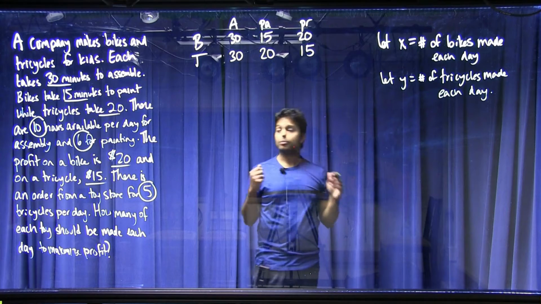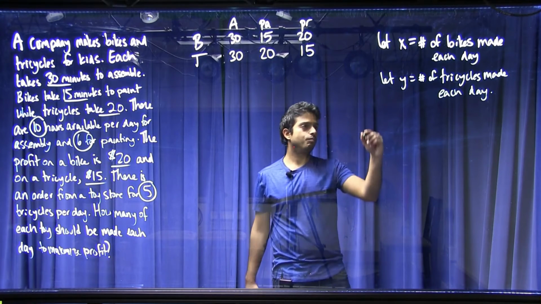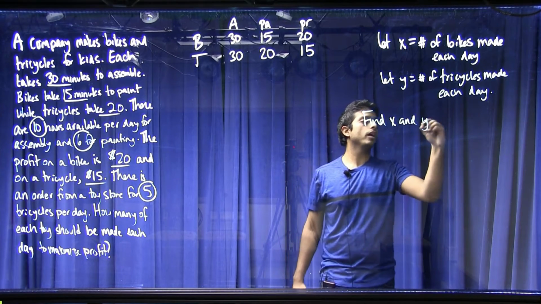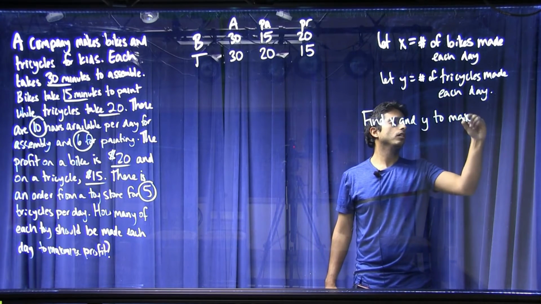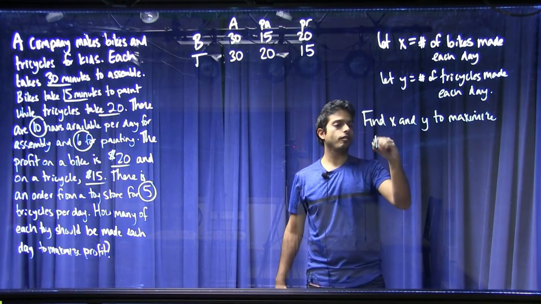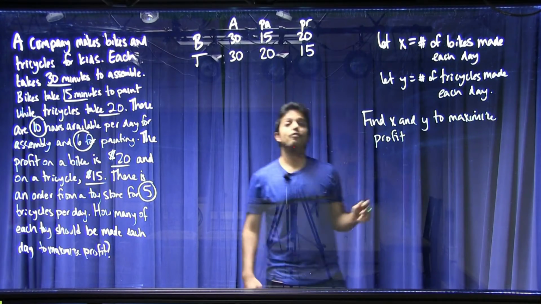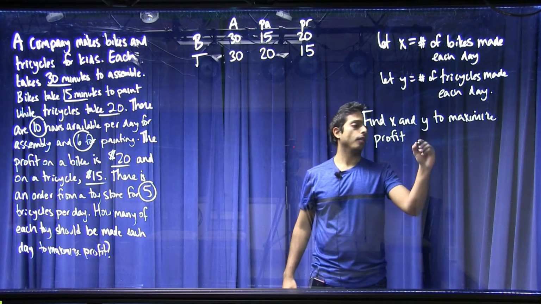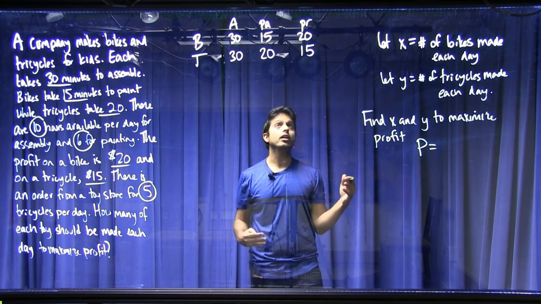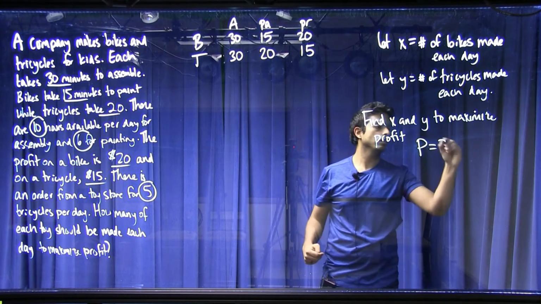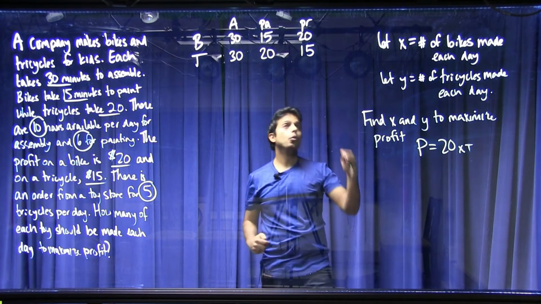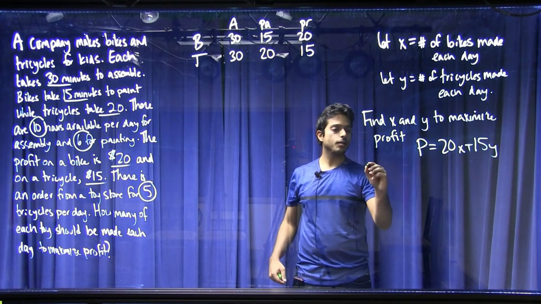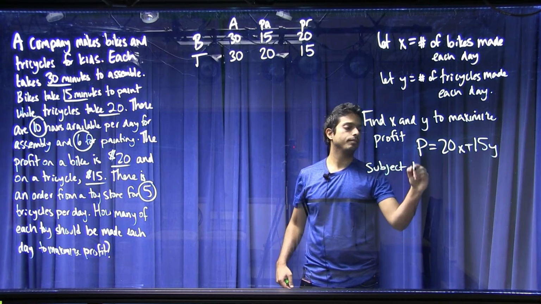And then we want to maximize profit. So find X and Y to maximize profit. And we can find the profit function from the table. So we know that profit is equal to, for each bike, we get $20, so 20X, and for each tricycle, we get $15, so 15Y. And so we want to maximize profit, but there are some constraints.